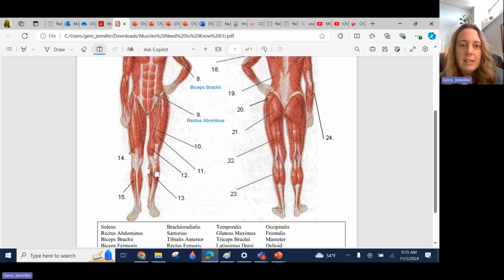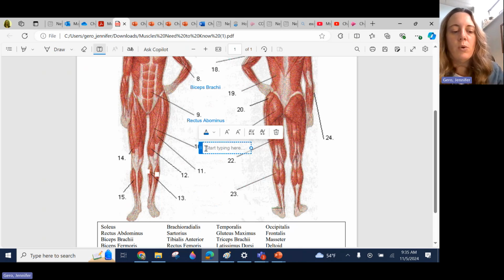Let's go down to 10. Number 10 is pointing to this skinny muscle that's going across the leg, and it's going to help the leg kind of fan out. We're doing a fan kick, and that is called the sartorius.